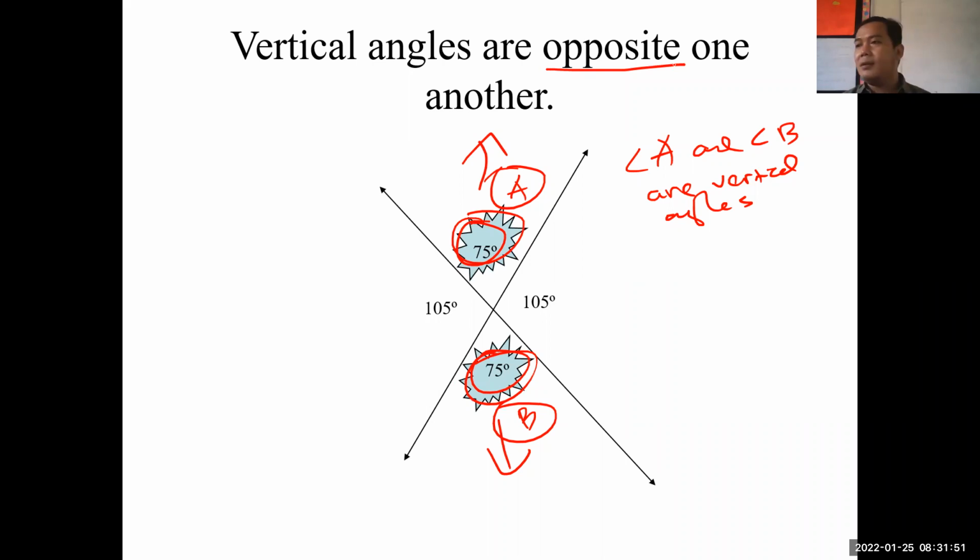Terus yang 105 di mana ya dia? Vertical angles guys. Mereka saling bertolak belakang nggak? Yes or no?